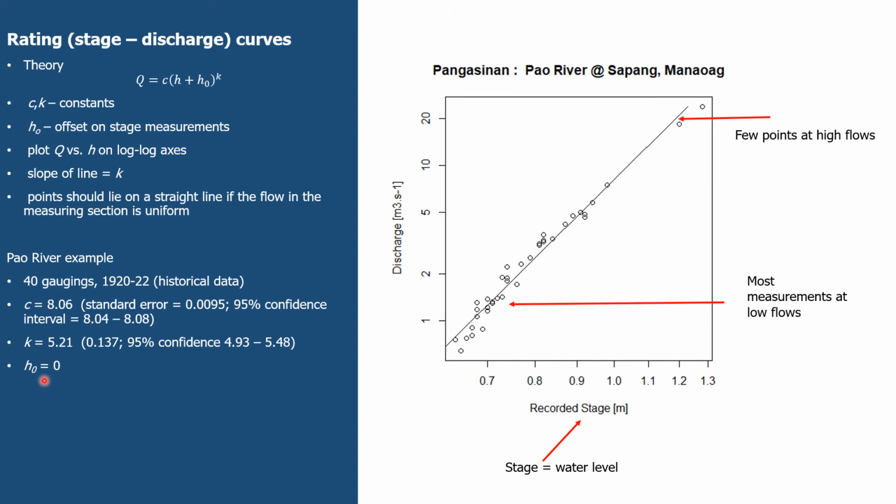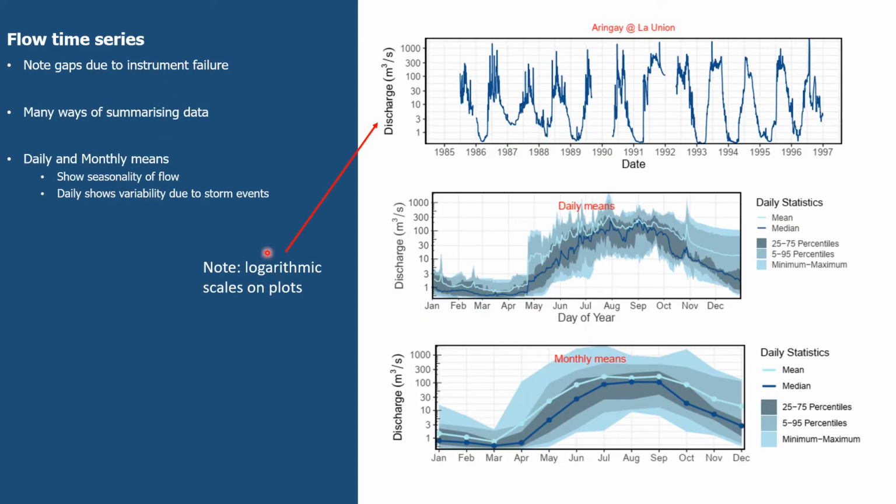So that's how we take our water level measurement, our stage, and convert it to discharge. We would use this equation, that equation, with these values plugged in to calculate Q for any measurement that we make of H. So doing that, we can then generate flow time series with discharge on the y-axis rather than water level.